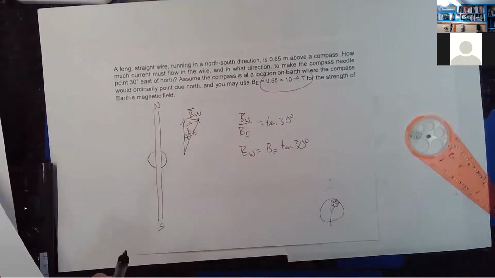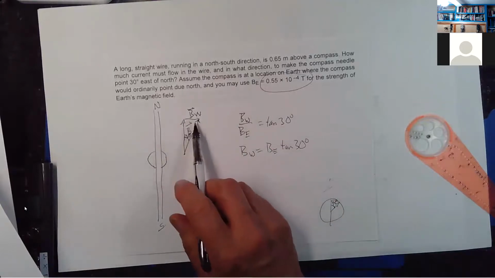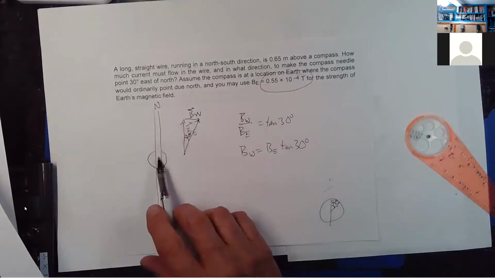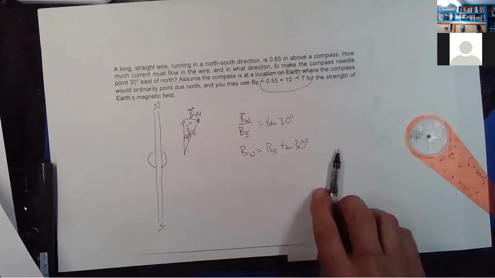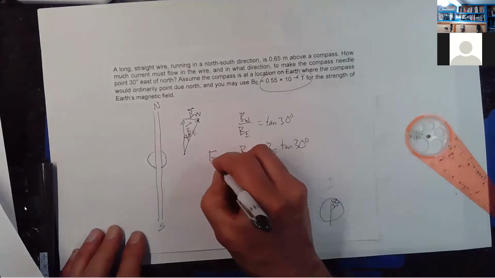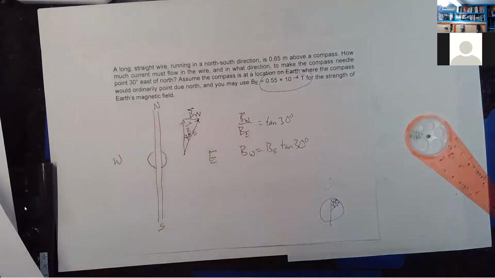Now, what direction will the current flow have to go to make the magnetic field point to the east when you're underneath that wire? East is this way, by the way, and west is this way. Any ideas? You just got your first shot at it today, actually.